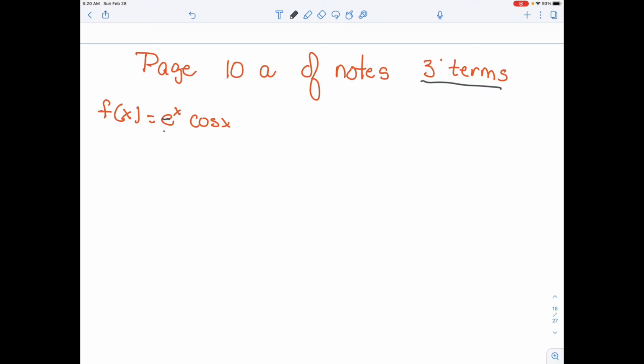So the terms of e to the x, if you recall, are simply x to the n over n factorial. So that's 1 plus x plus x squared over 2 factorial plus x cubed over 3 factorial, which is 6. And we're going to multiply that times cosine x, and cosine x is even, so it's 1 minus x squared over 2 plus x to the 4th over 24.